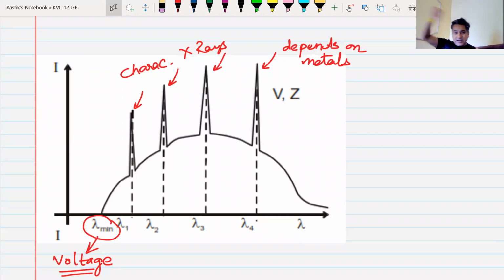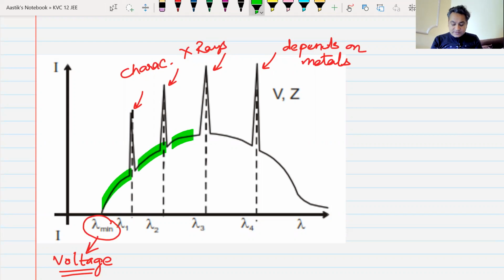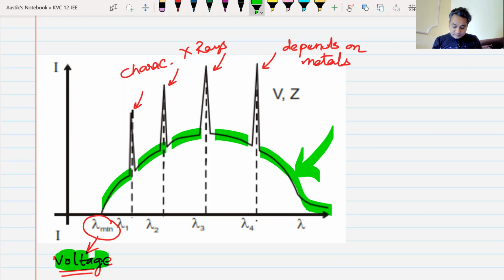And then we had seen this spectrum where we had seen the entire spectrum that we obtained from an X-ray from a Coolidge tube. The part that is green is continuous X-rays. Do you see these continuous X-rays? Yes, sir. These continuous X-rays only depend on the operating voltage. They do not depend on the type of the metal. Then we see the spikes. These spikes depend on the target metal and they do not depend on the operating voltage. Yes or no? Yes, sir.